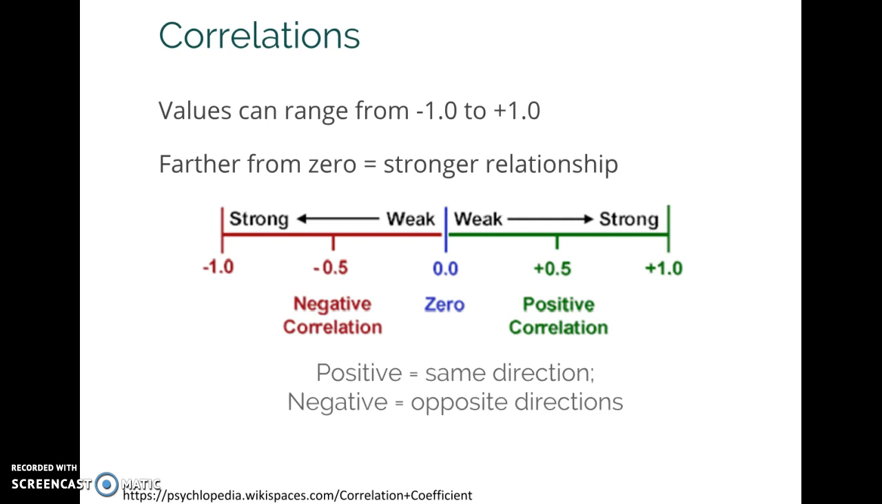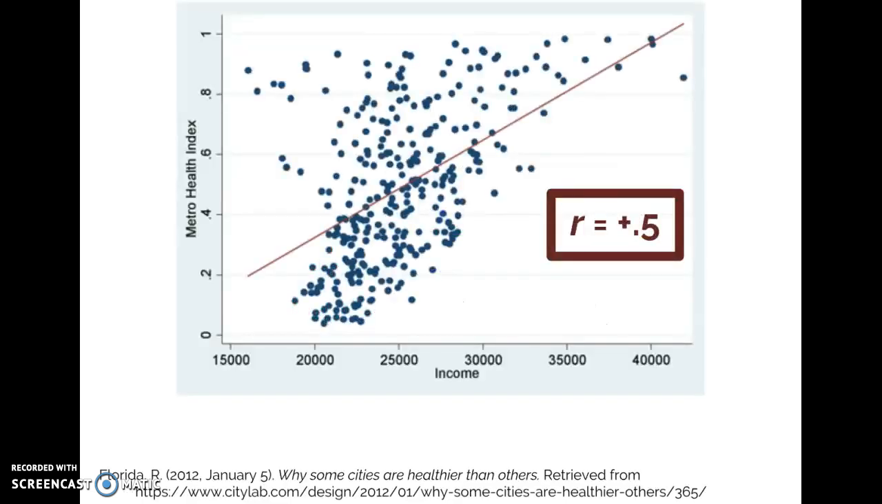The other thing to know is the sign, whether the correlation is positive or negative, because this tells us the direction of the relationship between one variable and another. For example, here is some data from a public health study looking at over 300 American cities. The researchers created what they call a Metro Health Index, which is based on the percentage of people in each area who smoke or who are obese. And we can see here that there's a positive correlation between income and the Metro Health Index, meaning cities with higher median incomes are generally healthier.